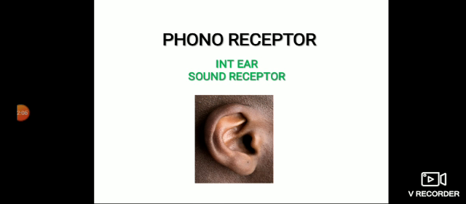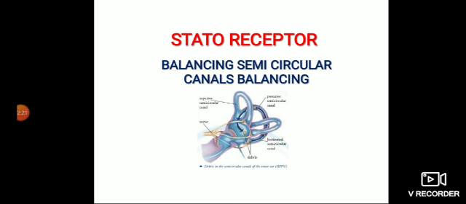Now in the picture you are watching the ear. The ear collects sound waves and we get knowledge of the words. That is nothing but the phonoreceptor. Phono means sound. The statoreceptor is present in the internal ear. Its function is the balancing of the body. So the internal ear balances our body. It is made up of semicircular canals.